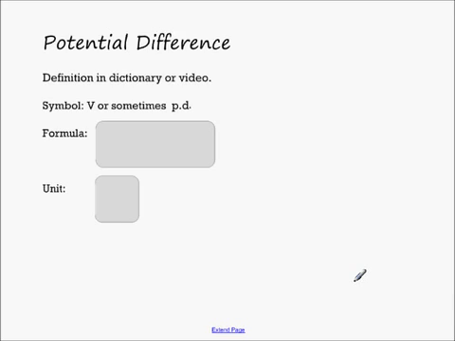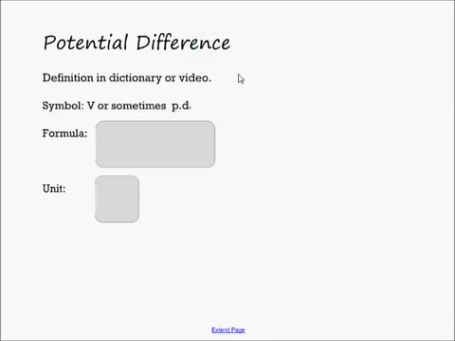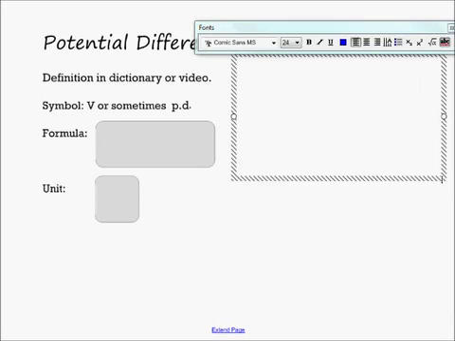This example we'll look at in class. Potential difference: definition, in the dictionary or the video. So in this case, it could be the definition here. What is the actual definition? Let's write it out. We can write the definition like this. Let's just do shorthand.